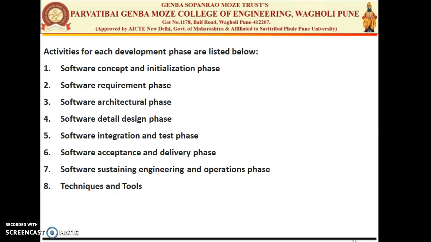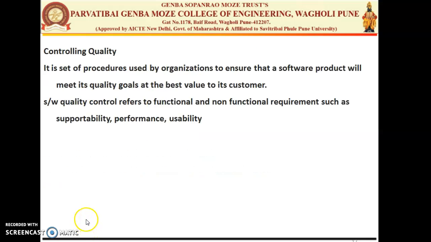So next we have quality control. Basically, software quality control is a set of procedures used by the organization to ensure that a software product will meet its quality goals at the best value. So the customer can be continuously satisfied, and we can continuously improve the ability of the software as well as the ability of your product and your organization. So it is a set of procedures used by the organization to ensure the software product meets the quality goal at the best value.